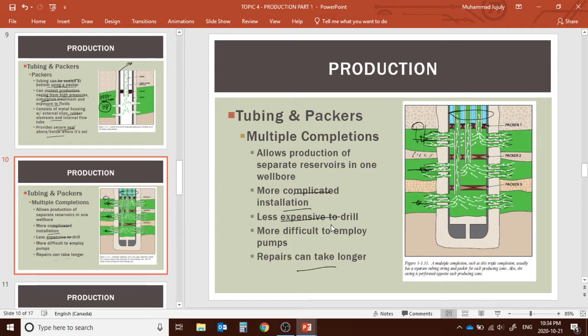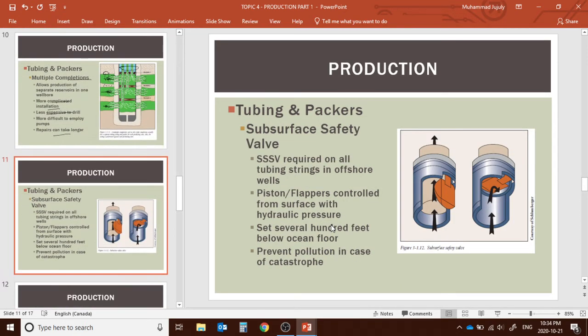Repairs can take longer. Definitely the more risk, the more return, but sometimes we actually do these multiple completions because it's cheap.